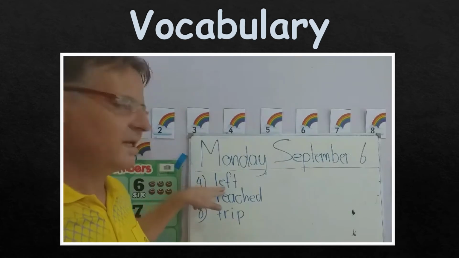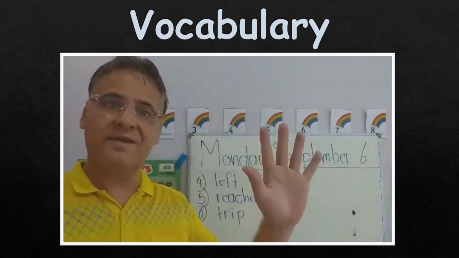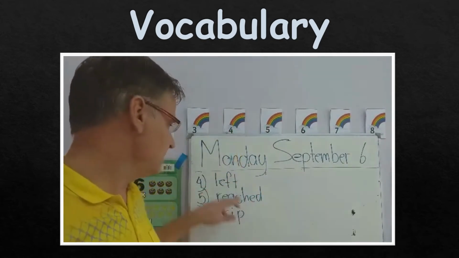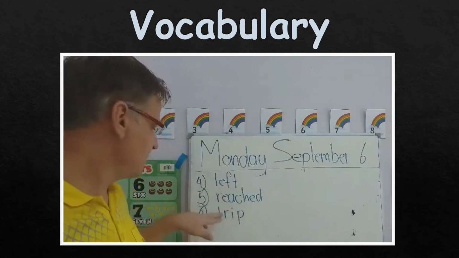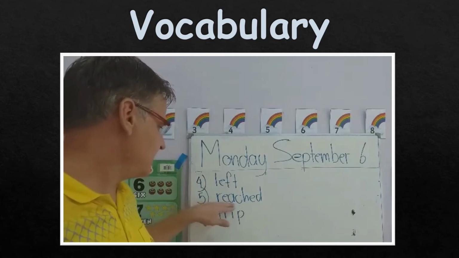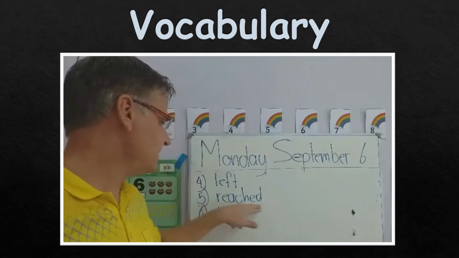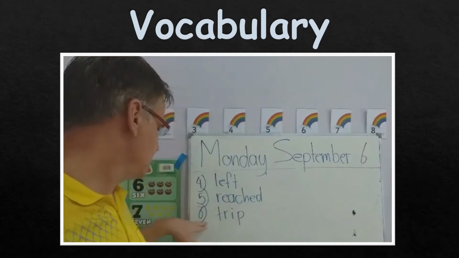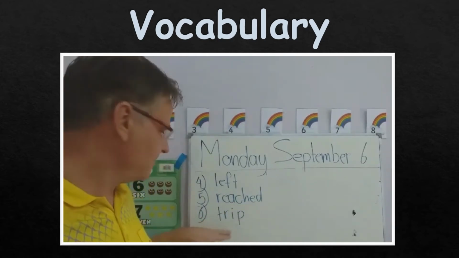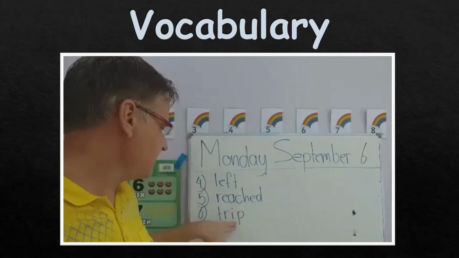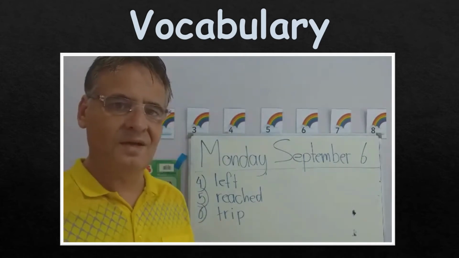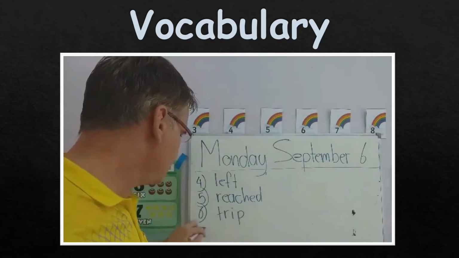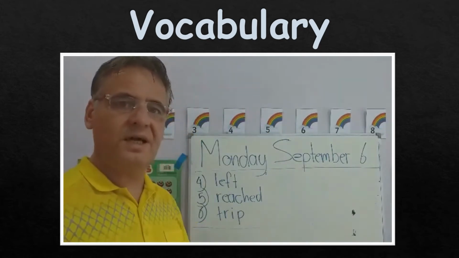One more time. Left. I left home. This is my left hand. I only have one marker left. We all use this word. Reached. R-E-A-C-H-E-D. Reached. I reached my destination. And number 6, a short travel is called a trip. T-R-I-P. Trip. Okay? Pause the video, copy the words, and then underline them. And let's have a look at our class for today.